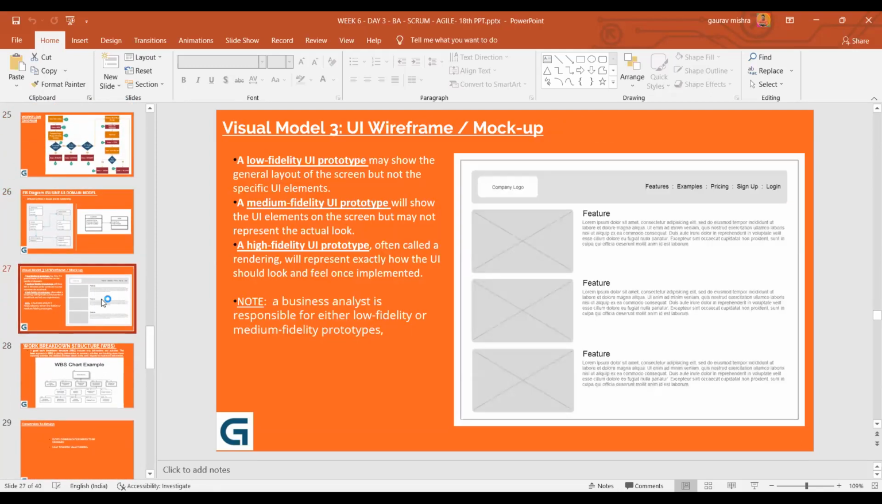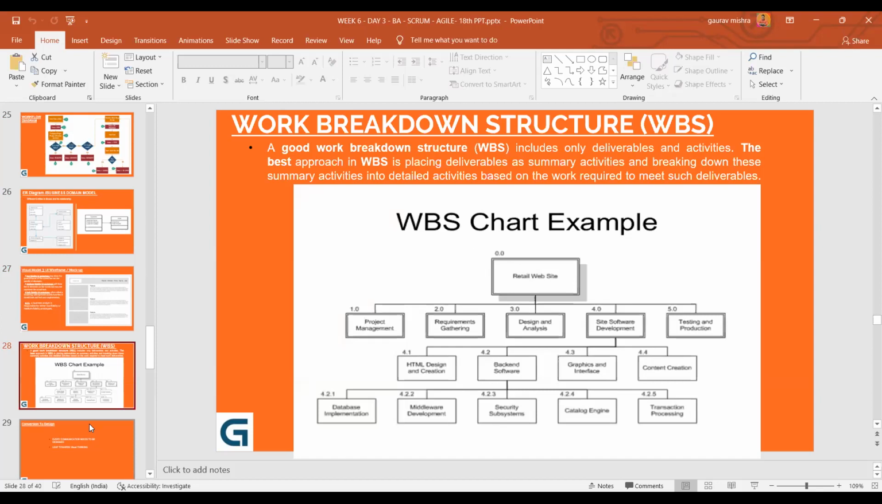Then we talked about the UI wireframe. Even though the name sounds very complicated or very fancy, the job is very simple. Three types of UI wireframe come in: high fidelity, low fidelity, and medium fidelity UI prototype. Initially, these are placeholders. Then we design the structure, and then we create the structure as it is supposed to be.